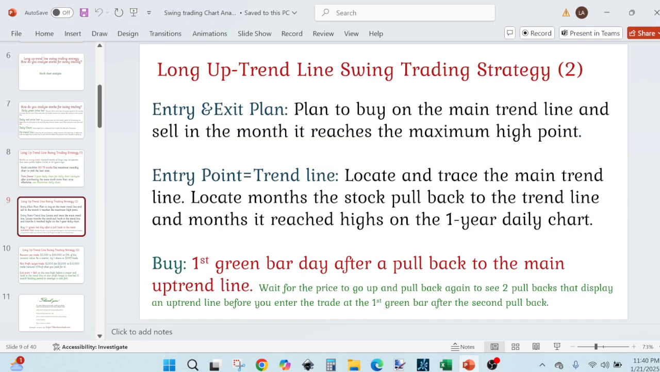So you trace your trend line and you pick the one that you like to buy at. And we have ours in purple. And when the stock's price is around that trend line and starts making higher lows there, then you have confirmation that it stopped going down, and you can buy at the first or second green bar after a pullback.